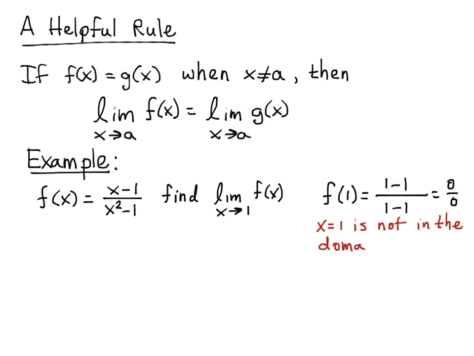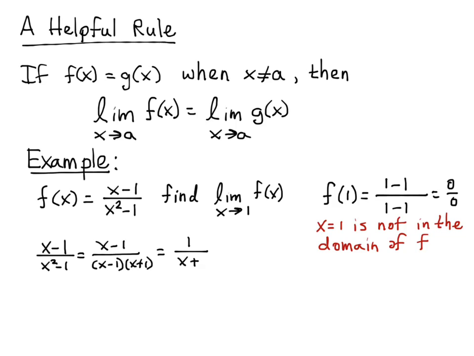We don't have a value for f at 1 because 1 is not in the domain. You get the indeterminate form 0 over 0. But if we recognize that we can cancel out the x minus 1s, we get 1 over x plus 1, and I'm going to define that as g at x. So everywhere except at 1, these two functions are identical. Anything you put in here will work in here.